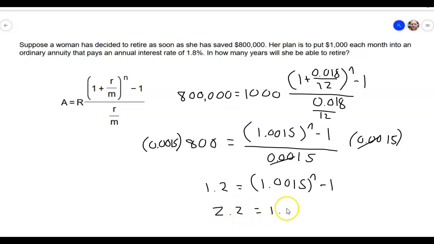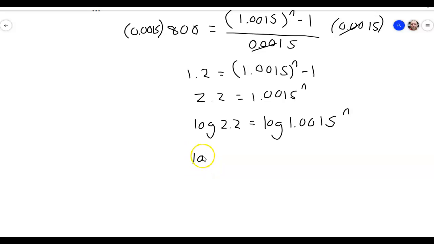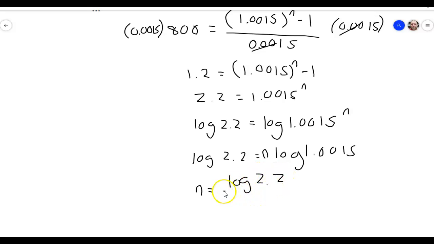That gives me 2.2 is equal to 1.0015 raised to the n. And then like we did before, we're going to take either the log or the natural log of both sides. This time I'm going to do the log just to mix it up a little bit. The log of 2.2 is equal to the log of 1.0015 raised to the n. That lets me put the n out front. That's why we did the log, so we can pull the variable out front as a product. And then finally, we're going to divide both sides by the log of 1.0015. So n is equal to the log of 2.2 divided by the log of 1.0015.